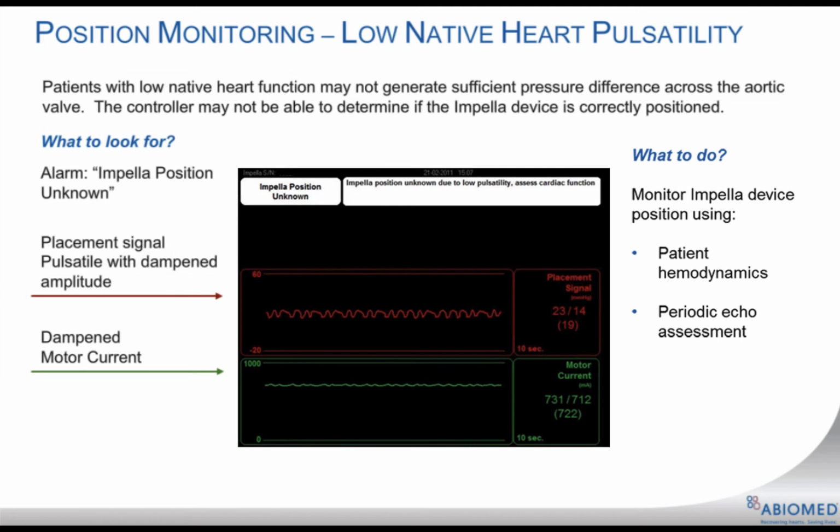If low pulsatility is due to decreased native contractility, or if the Impella device is completely unloading the left ventricle, this alarm may be triggered even though the Impella device position has not changed. Position monitoring in this circumstance is unreliable. Note, if flows are higher than predicted for the current performance setting, this may indicate incorrect position caused by catheter migration. Echocardiography can verify Impella device position if migration is a concern.